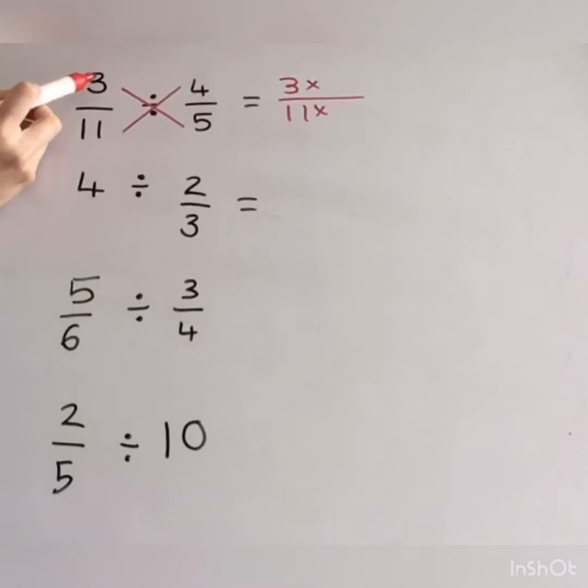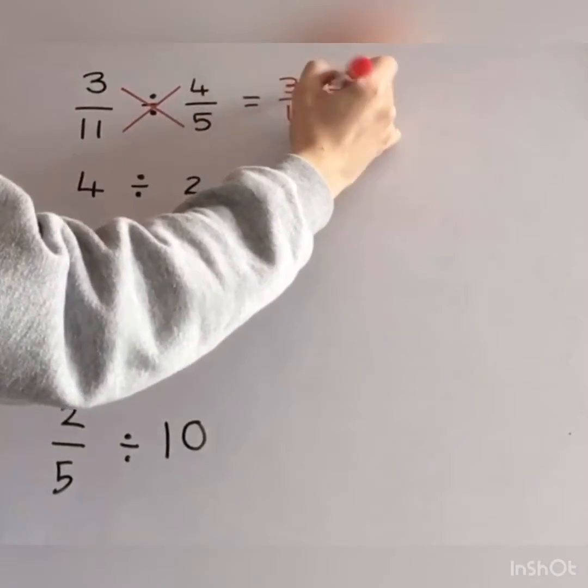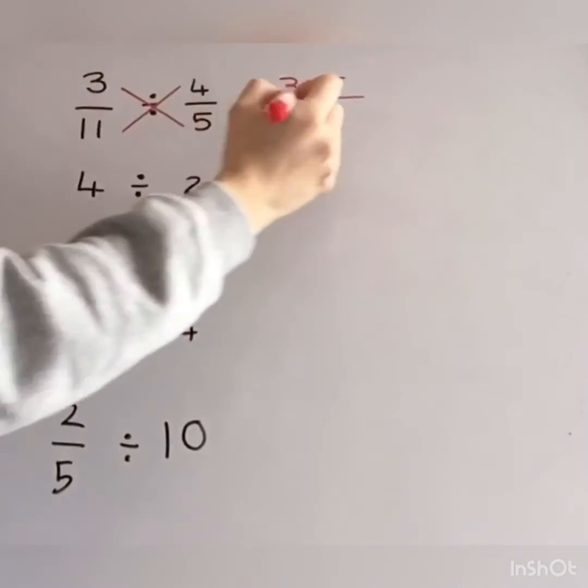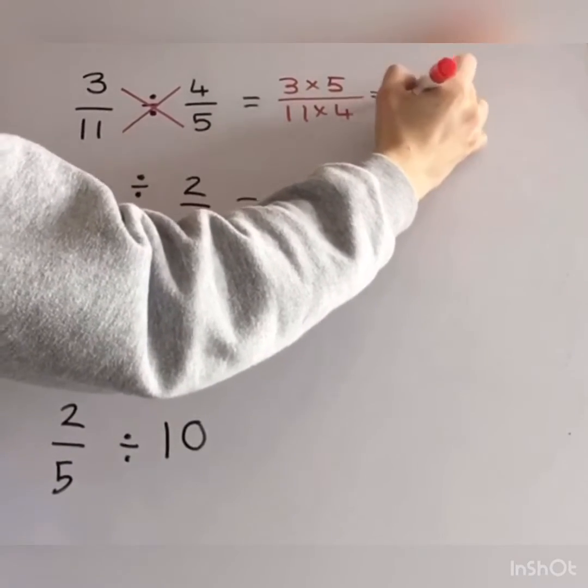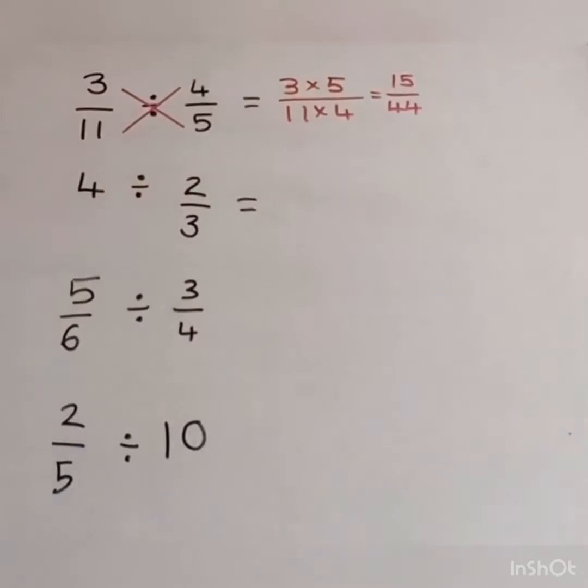So on the top, we do 3 times by 5. And on the bottom, we do 11 times by 4. So what we actually have done is we've multiplied across the diagonals, and we've ended up with 15/44. So let's look at the next question.